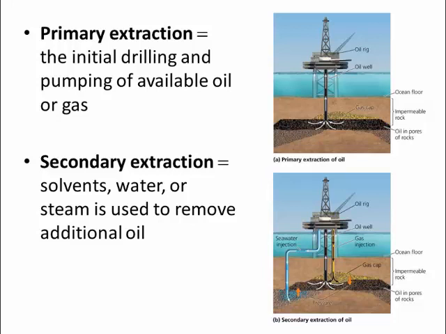Secondary extraction is when solvents, water, or steam is used to remove additional oil from a site that has already gone through primary extraction. With secondary extraction, materials are injected into the site or into the well to increase pressure and allow the remaining oil or gas to be extracted. While we do have technology to extract some oil with secondary extraction, we lack technology to remove every last bit of oil. Secondary extraction is expensive, and if the cost of oil and gas is too low, performing secondary extraction is not economical.